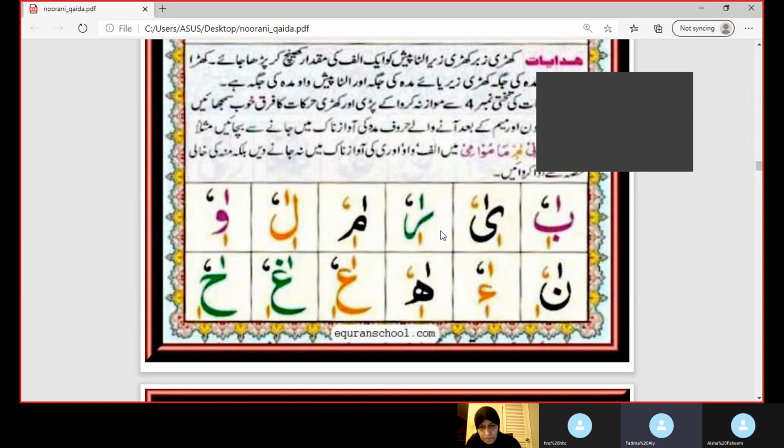Ra, fatha, alif, sagira, ra. Ra, kasra, ya, sagira, ri. Ra, dhamma, waw, sagira, ru. Ra, ri, ru. Good. Yalla, Bindu, next one. Meem, fatha, alif, sagira. Sagira means small, okay? Meem, fatha, alif, sagira, ma. Meem, kasra, ya, sagira, mi. Meem, dhamma, waw, sagira, mu. The sounds: ma, mi, mu. Good. Yalla Aisha, next one.